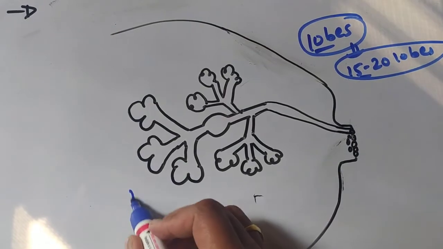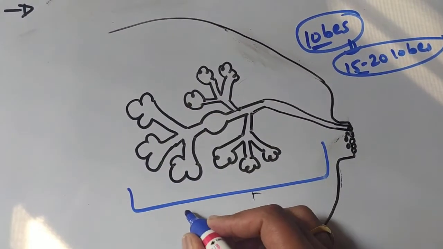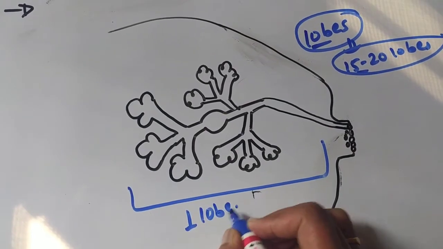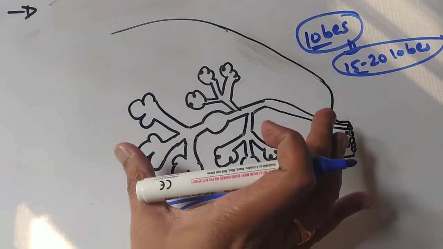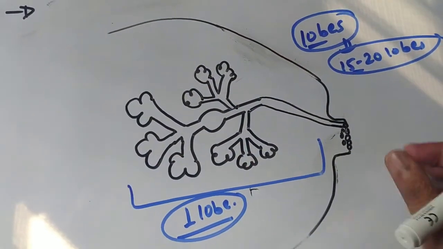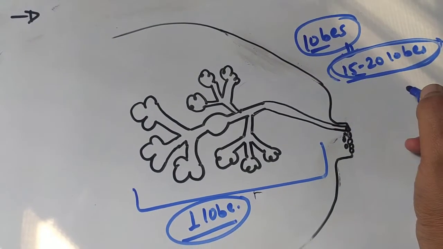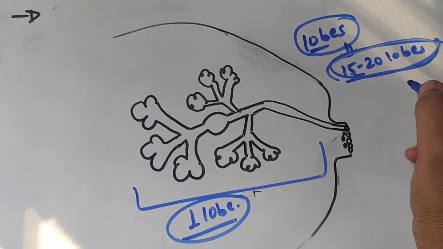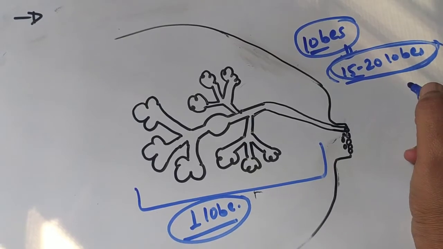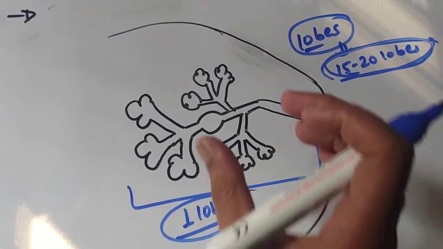So you are seeing a structure. This structure is overall known as one lobe. This is a picture of one lobe, and such lobes are 15 to 20 in number in one breast. So let's talk about the different structures of a lobe.